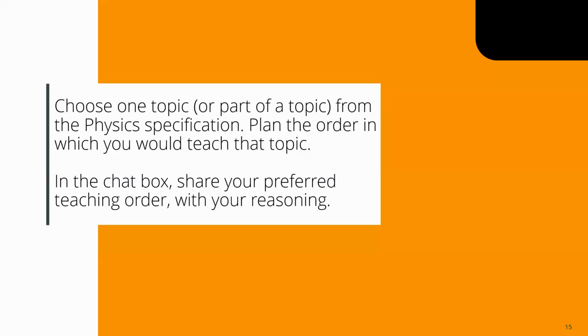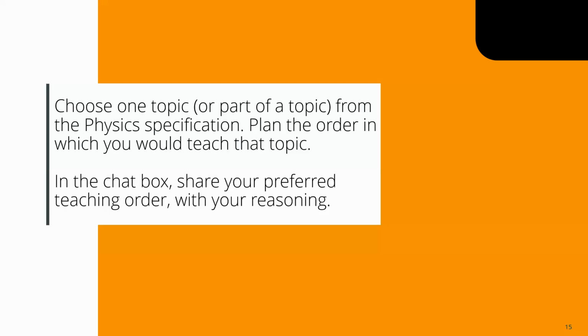Okay, this is what I want you to do. Choose one topic or part of a topic from the physics specification. Plan the order in which you would teach that topic. In other words, how would you start? What would you go on to? I don't need a full teaching plan here, but think of a topic and think, what are you going to start with? What will you go on to next? So you might just put 2 or 3 parts of the topic. Which order would you teach the parts in that topic?